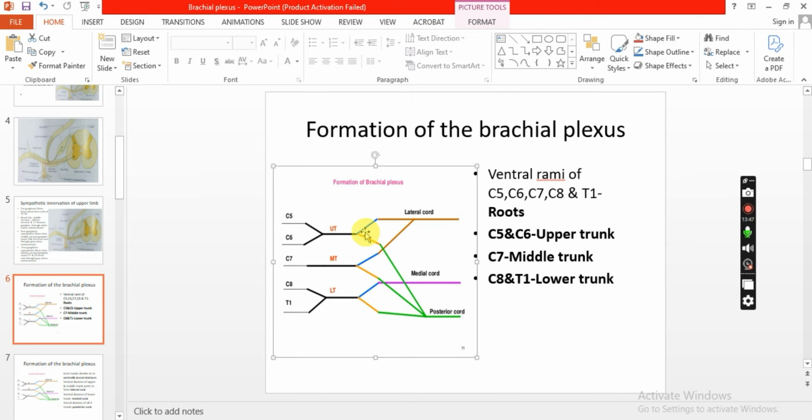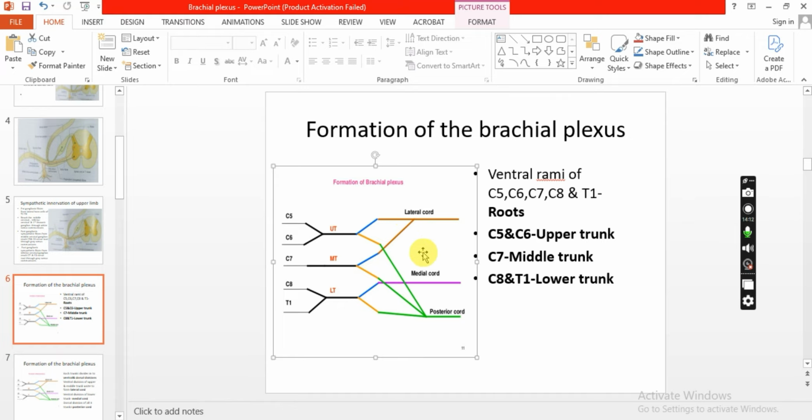Now the ventral divisions of the upper and the middle trunk unite with each other to form the lateral cord. The blue ones are the ventral divisions, and these yellow ones are the dorsal divisions. The ventral divisions of the upper and the middle trunk unite with each other to form the lateral cord.